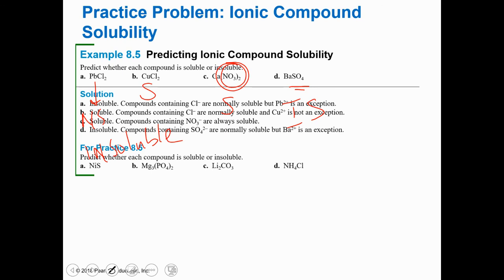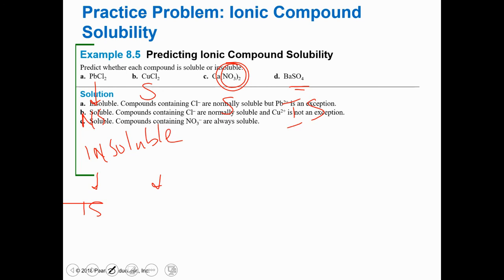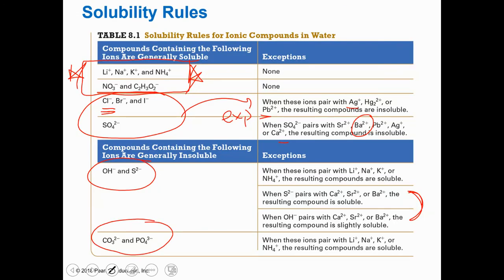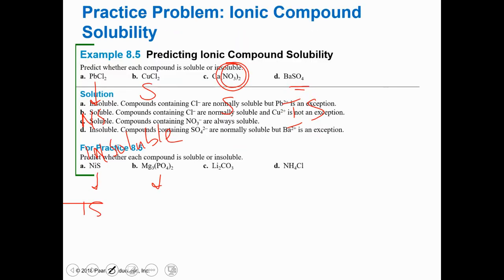All right, sorry about that. We can do these ones too if you want. Nickel sulfide. Sulfides are insoluble and nickel is not an exception, so it's insoluble. Magnesium phosphate. Do we have any rules for that? Phosphates are generally insoluble and magnesium is not an exception. So this is insoluble. Lithium carbonate, this is soluble. And ammonium chloride, ammonium is always soluble.